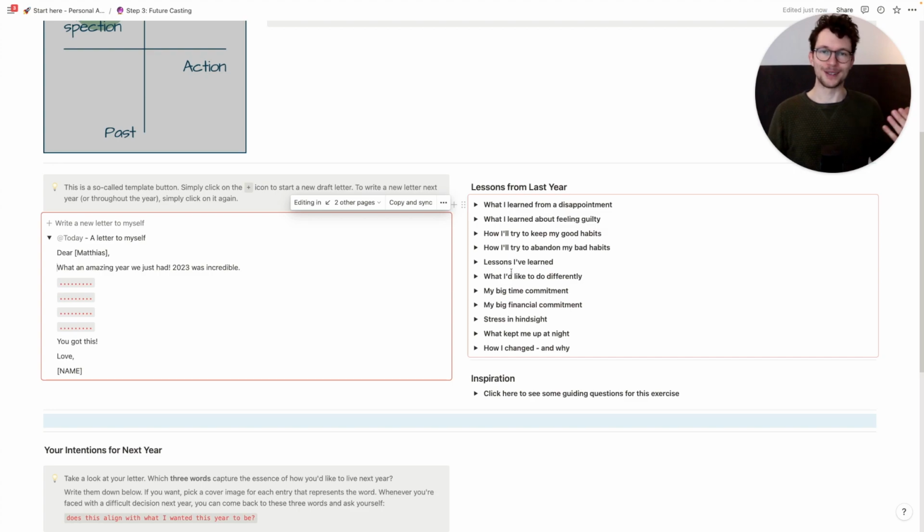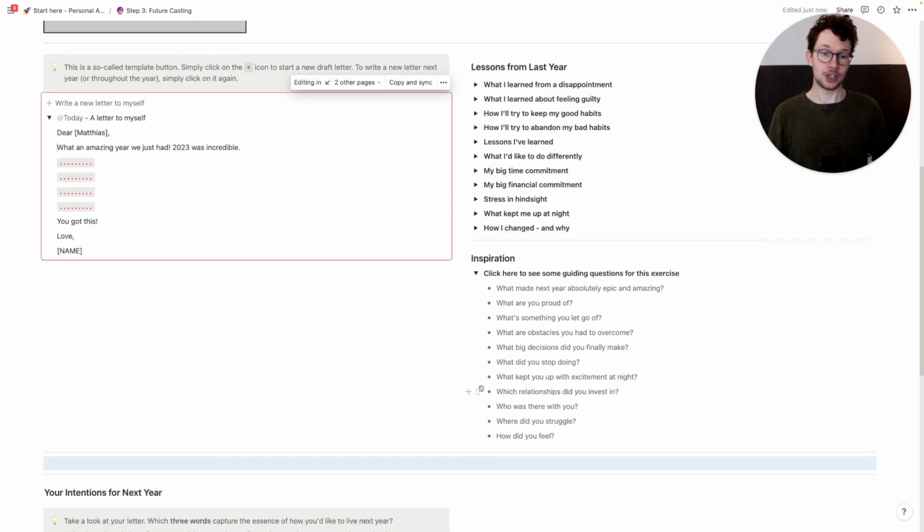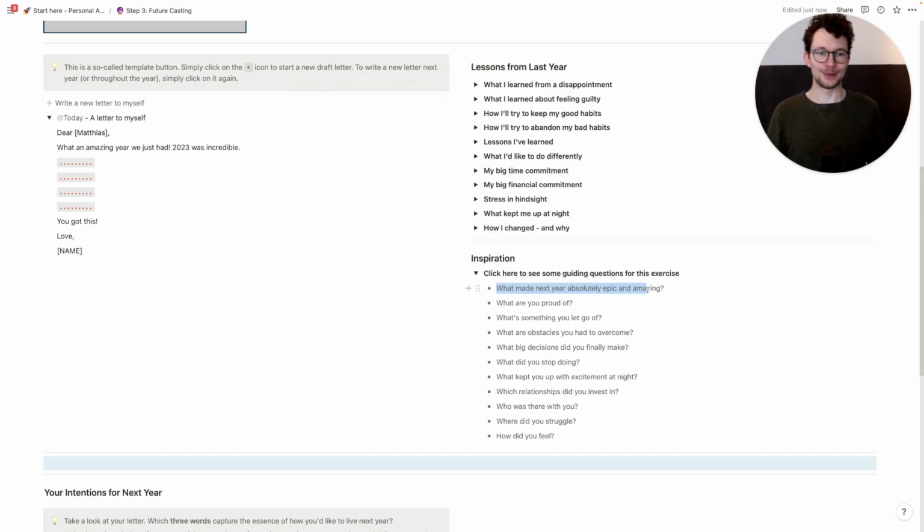So you might want to keep these lessons in mind when you plan out how the ideal 2023 should have gone. And then you have a list of inspiration exercises that are great, right? For example, if you have trouble starting this letter, just start with what would make next year absolutely epic and amazing. What are things that you will hopefully do next year that would make you proud after this time? What are some obstacles on the way that you have to overcome? Take these things into account and then write a letter to yourself.